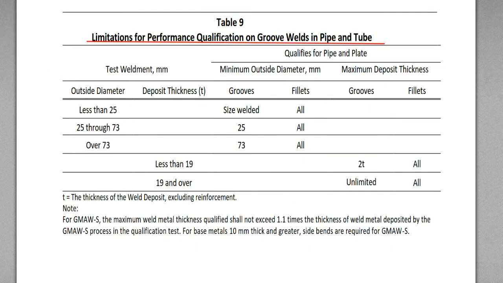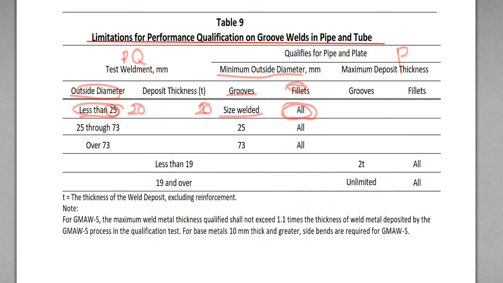Except this one. Test weld amount. This is the PQ test, outside diameter and thickness column. This is PQ and this is production welding. So for outside diameter less than 25 millimeter, the minimum outside diameter qualified for groove weld is the size welded, which means 25. If you use 20, then the groove weld diameter qualification is only 20. Fillet weld, no limitation.